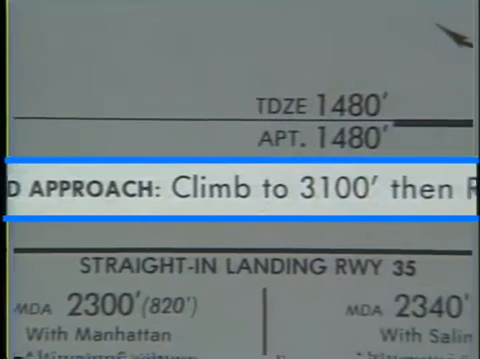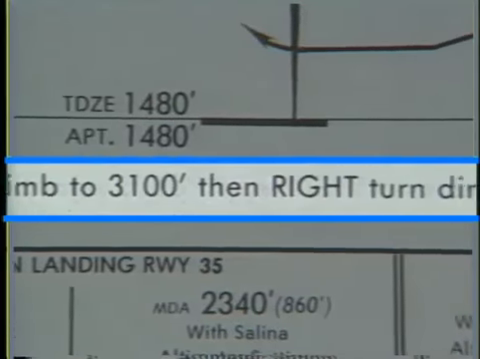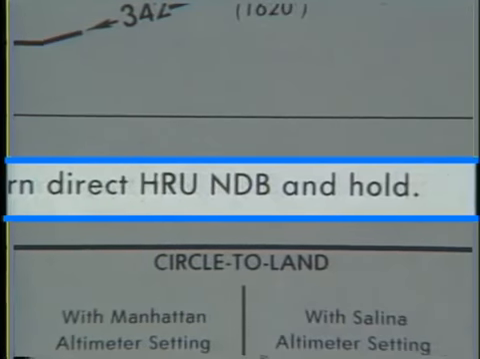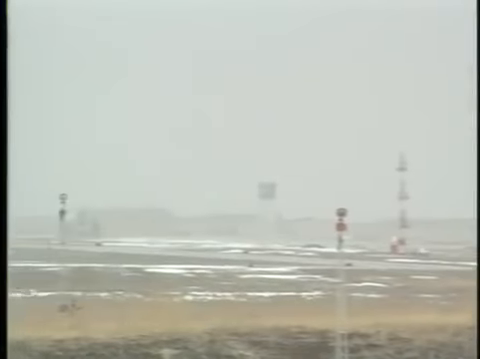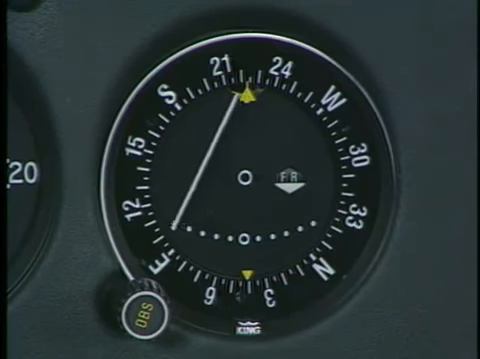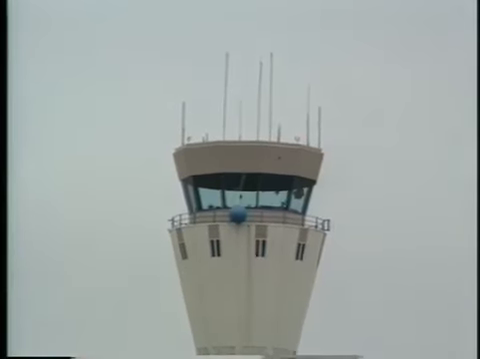Another unique feature of every instrument approach is the missed approach procedure. It is carefully designed to provide adequate obstacle clearance throughout the segment. Although limited visibility is the primary cause of most missed approaches, you can initiate the procedure for a number of reasons, such as not being properly aligned with the approach course, or receiving specific instructions from ATC.